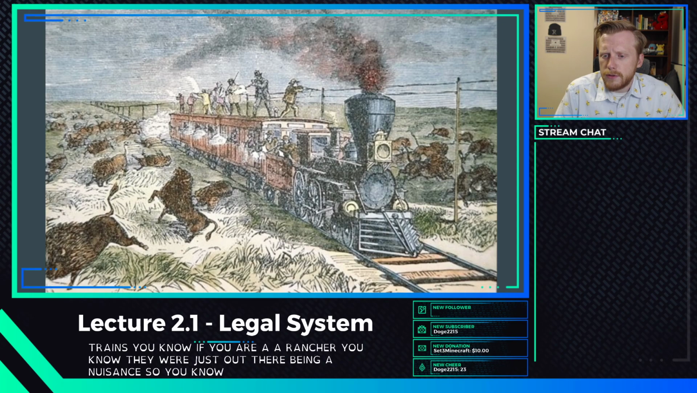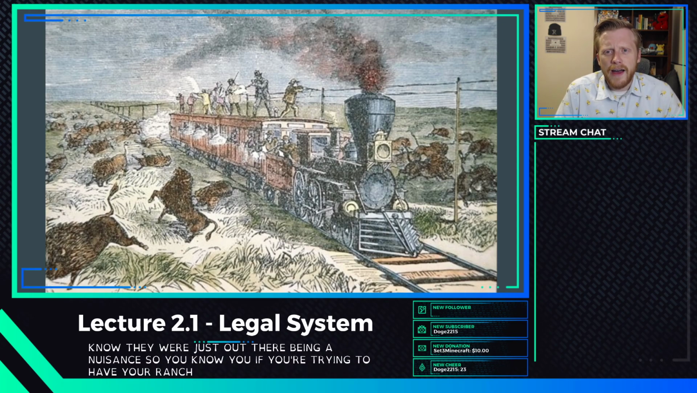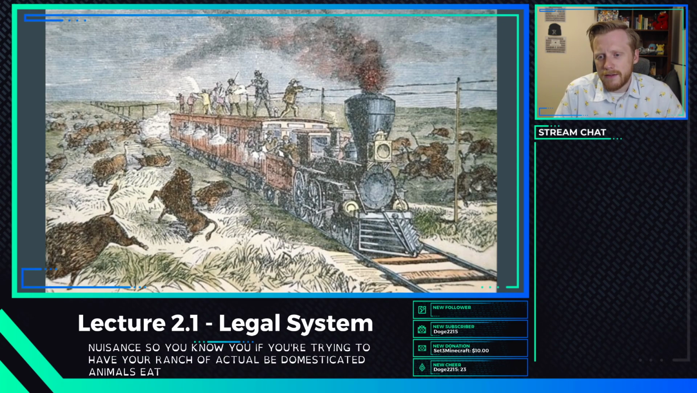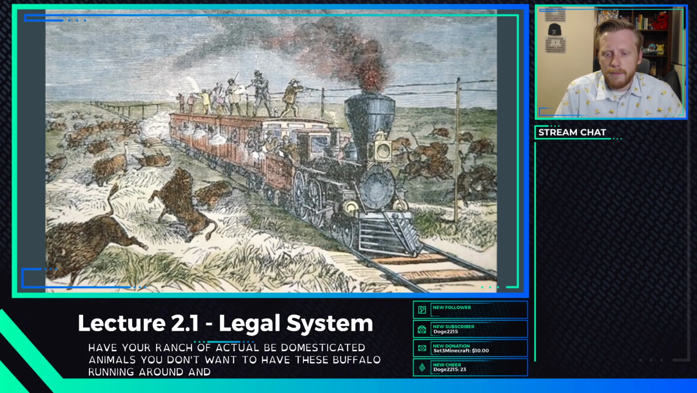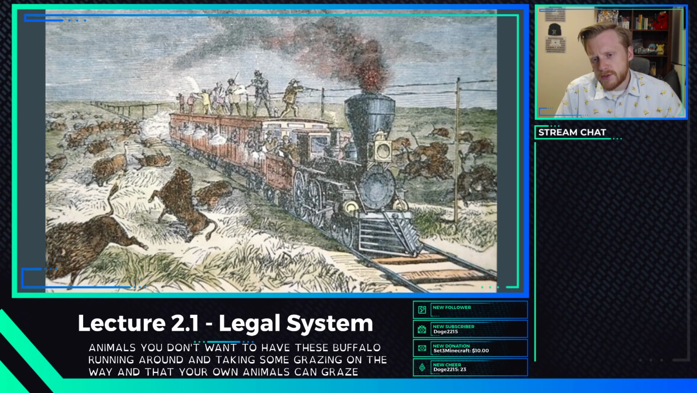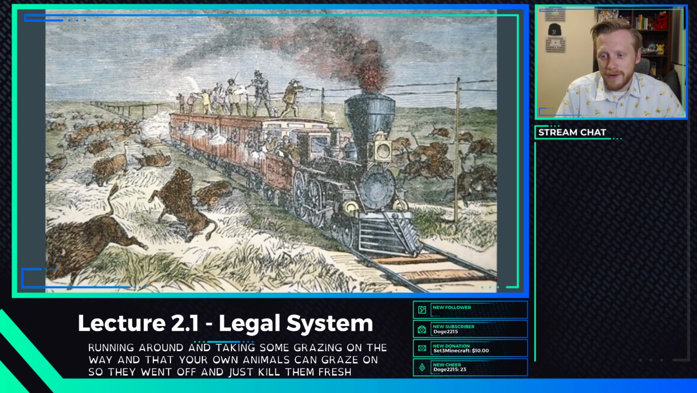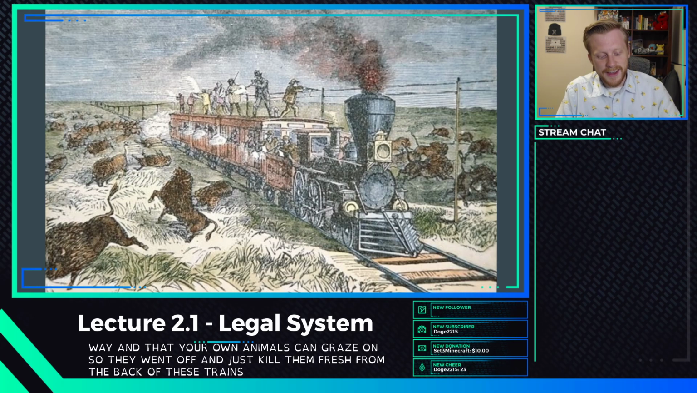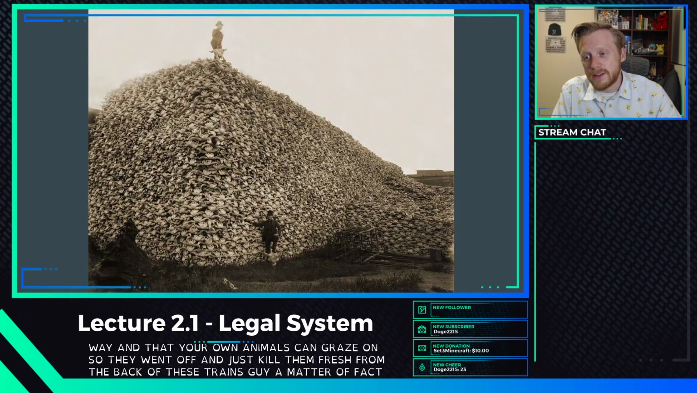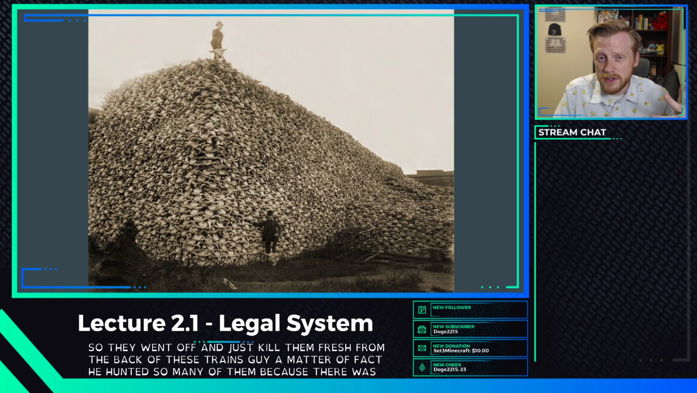So if you're trying to have your ranch of actually domesticated animals, you don't want to have these buffalo running around and taking some grazing on the land that your own animals could graze on. So they would often just kill them from the back of these trains, okay? Matter of fact, we hunted so many of them because there were so many reasons to consume them, right?